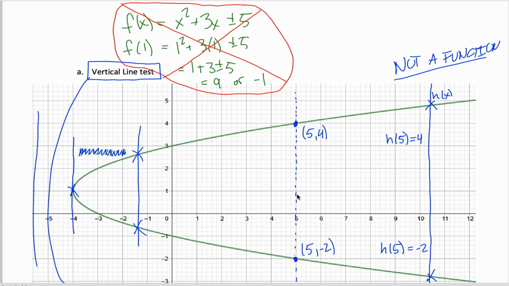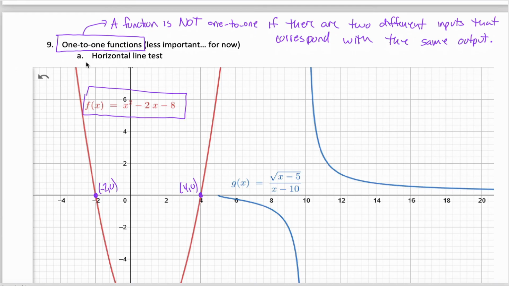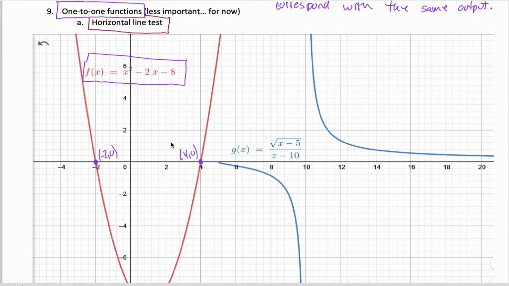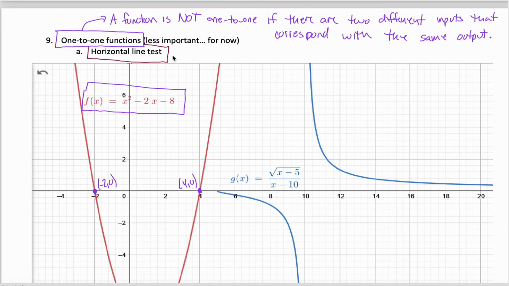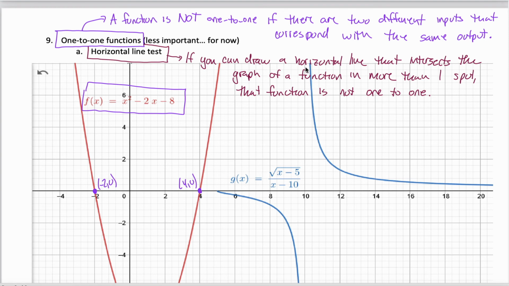Just like I had this fancy test up here, this thing that I called the vertical line test, to decide whether a graph represented a function, I have a fancy test down here called the horizontal line test, which I can use to figure out whether the graph of a function is one-to-one or not. The horizontal line test is almost identical to the vertical line test. What it says is if you can draw a horizontal line, not a vertical line, that intersects the graph of a function in more than one spot, then that function is not one-to-one. It doesn't tell you whether the graph is a function, it tells you whether the graph is one-to-one.